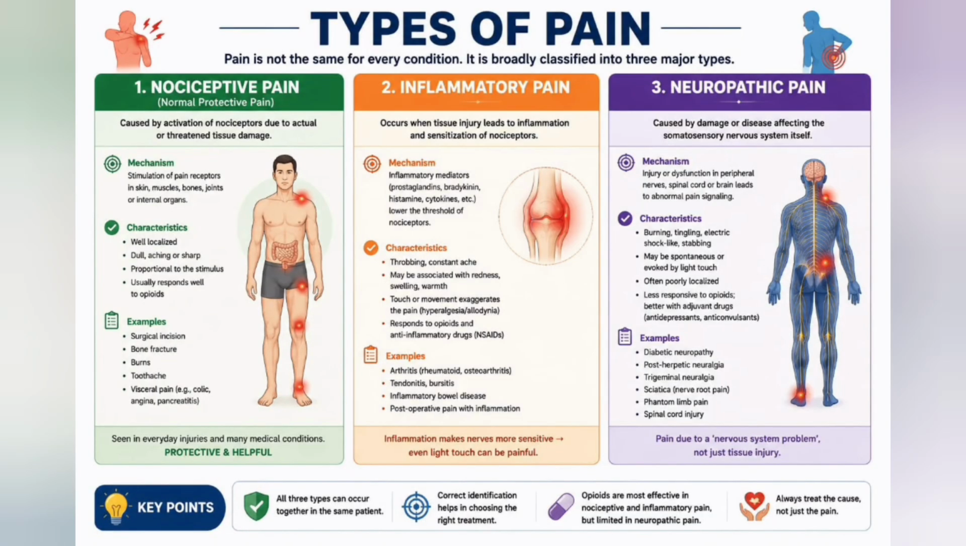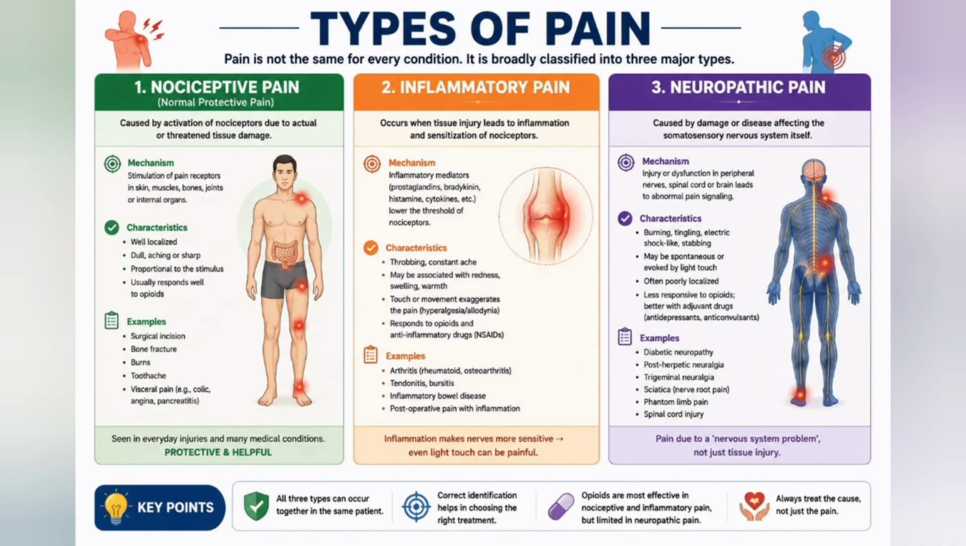Now, if we briefly classify pain, pain can be nociceptive pain. It is caused by the activation of pain receptors, that is the nociceptors, which are available at peripheral nerve endings. Examples include surgical incision, bone fracture, burns, and trauma. Then inflammatory pain is caused because inflammation releases chemicals that sensitize nociceptors. Inflammatory mediators include prostaglandins, bradykinin, histamine, serotonin, and cytokines.